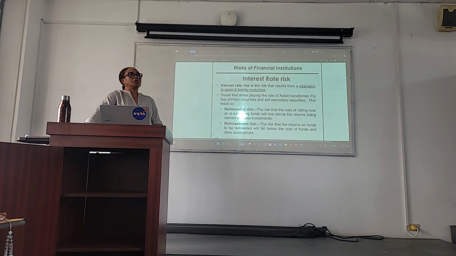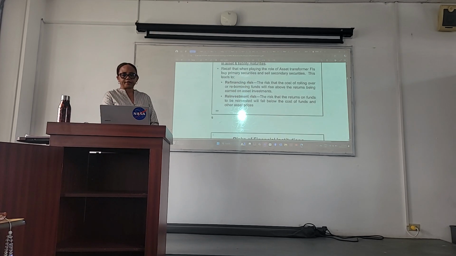So that's where the interest rate risk comes from. It's a mismatch of assets and liabilities maturity, and at the time of maturity, the interest rate is different. So you have a refinancing risk if you are issuing funds, and a reinvestment risk if you are investing funds. All right?